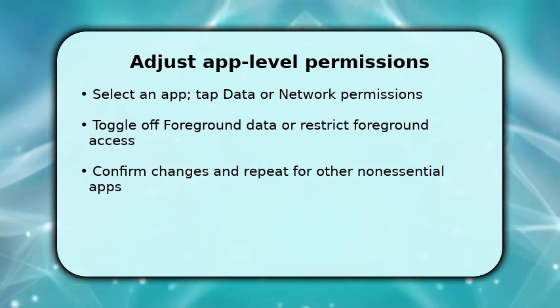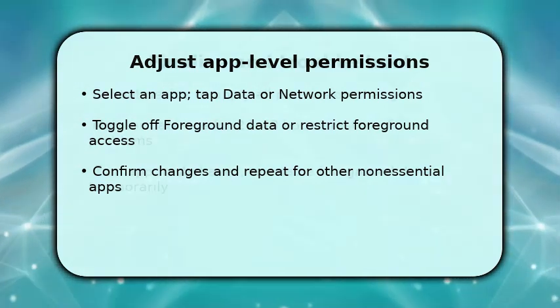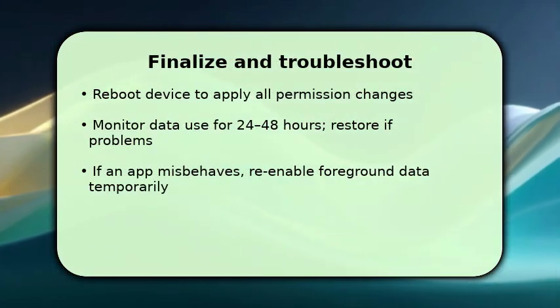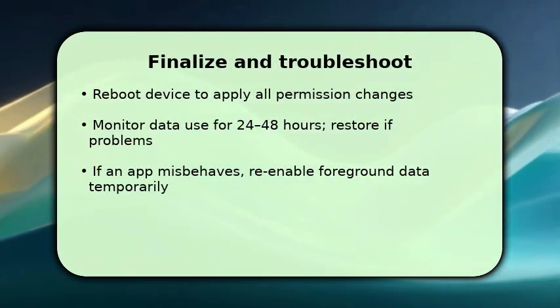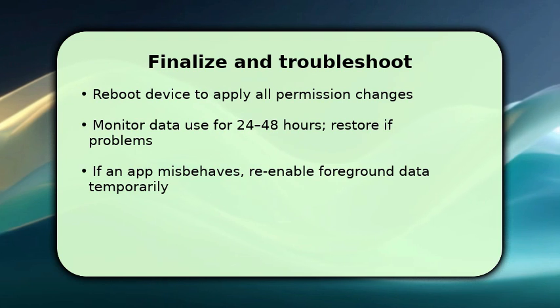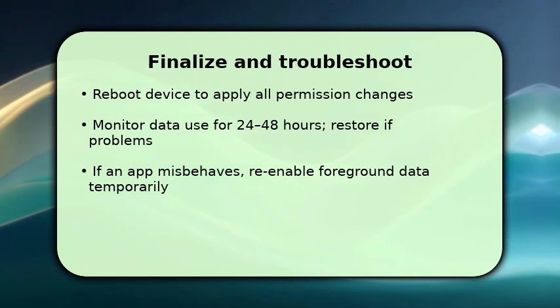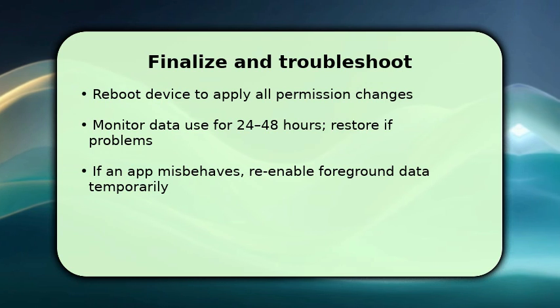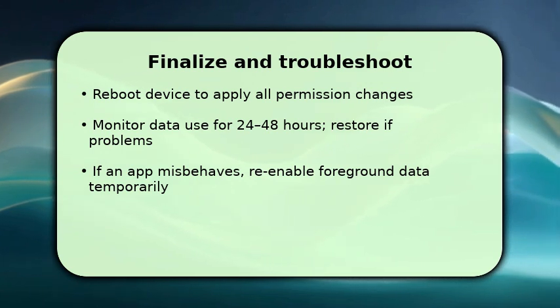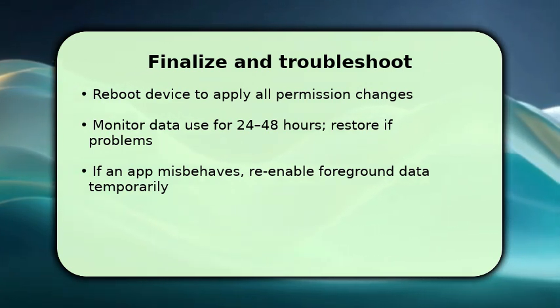Finish by rebooting the device so all permission changes take effect system-wide. This clears lingering connections and enforces new rules. Then monitor your data usage over the next 24 to 48 hours to verify reduced foreground consumption and to confirm no essential service was impacted.